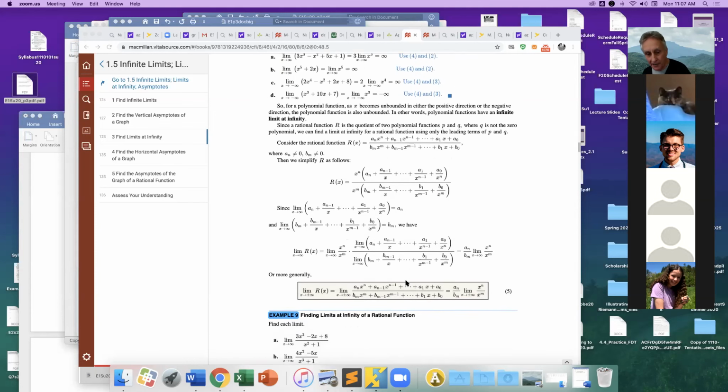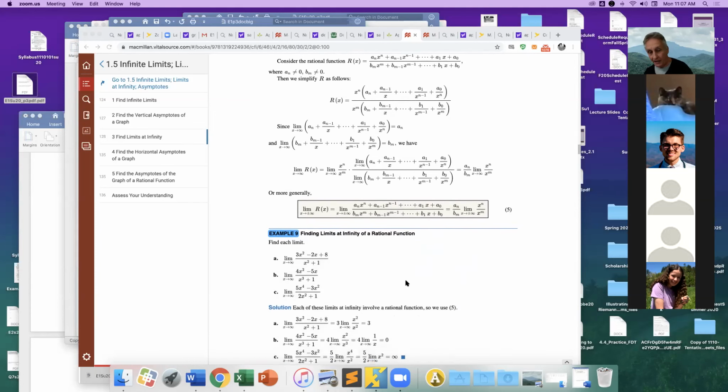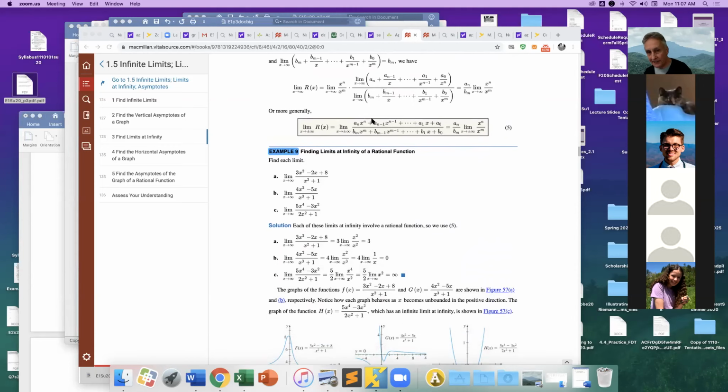Okay, now let's go to number 9. Okay, here's what it's saying. You've got a polynomial on top, you've got a rational function. Polynomial on the top, polynomial on the bottom. The limit is determined by the first term, period. You can disregard everything, no matter how big the other numbers are. As you go to infinity, it comes down to what the lead term is. So that's it. That's the whole situation.